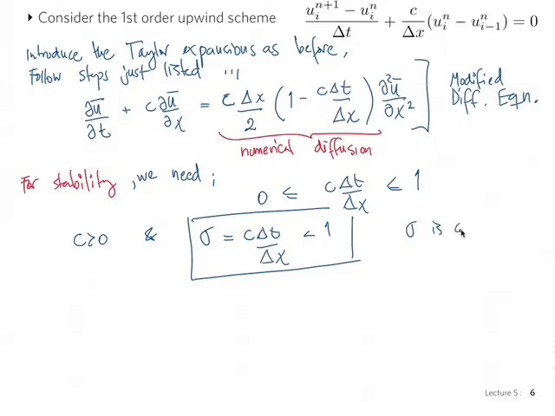Sigma is called the CFL number. CFL for Courant, Friedrichs, and Levy. These guys observed the stability condition for this numerical scheme. This is the CFL number, and basically this CFL condition, as it's known, is CFL number less than 1, which already Brian discussed in his presentation briefly without giving it a name.